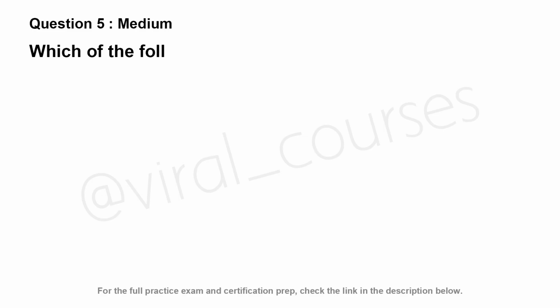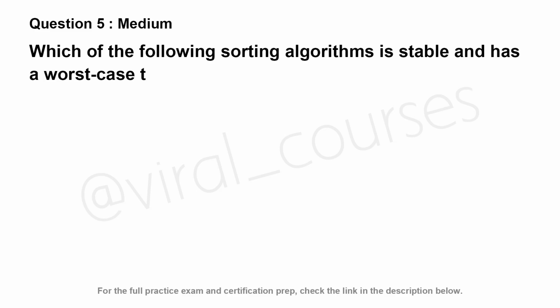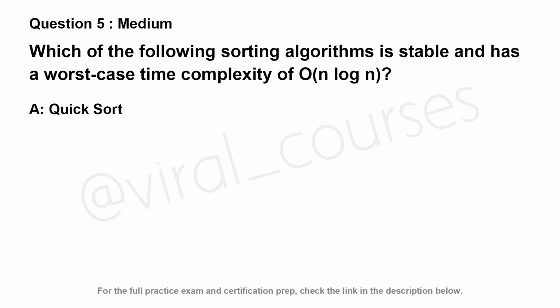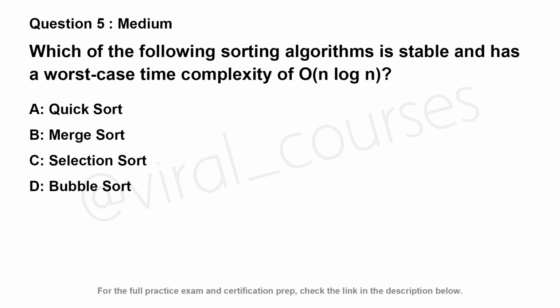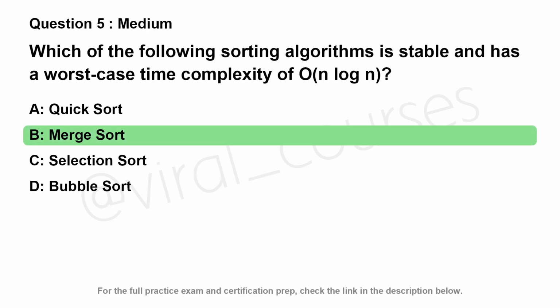Which of the following sorting algorithms is stable and has a worst-case time complexity of O(n log n)? Option A, quicksort. Option B, merge sort. Option C, selection sort. Option D, bubble sort. The correct answer is B.